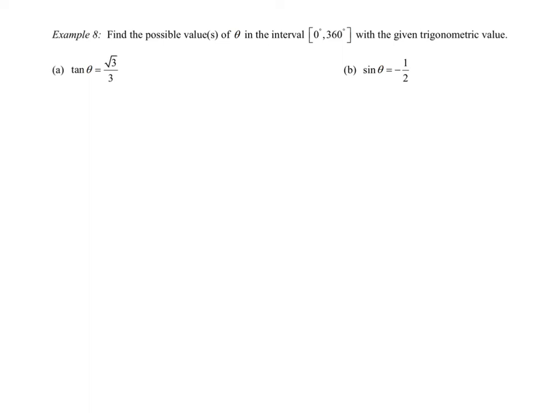Okay, on example 8, we want to find the possible values of theta between 0 and 360 with the given trigonometric value. So we want tangent theta to equal square root of 3 over 3. The first thing we need to figure out is what reference angle from our chart is going to give us a tangent of square root of 3 over 3, and I know that that is going to be 30 degrees.